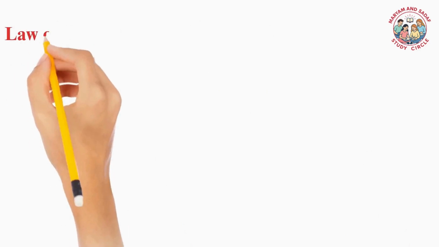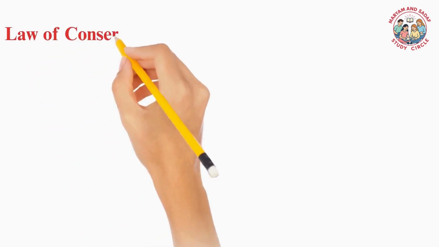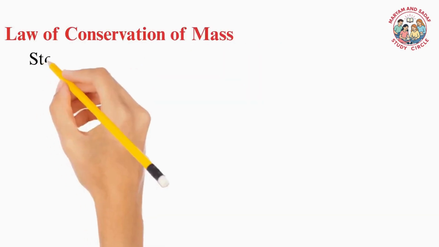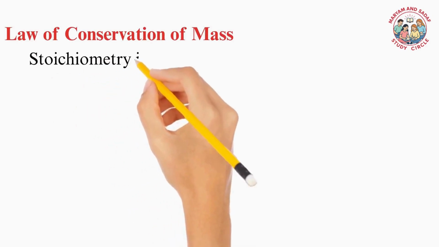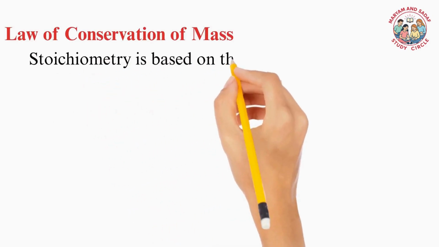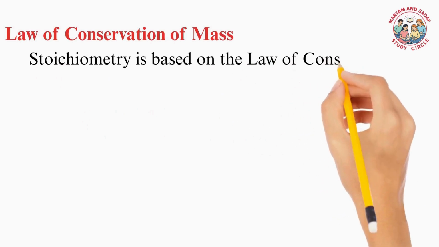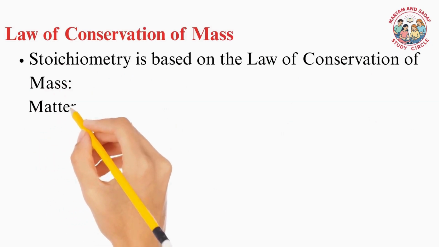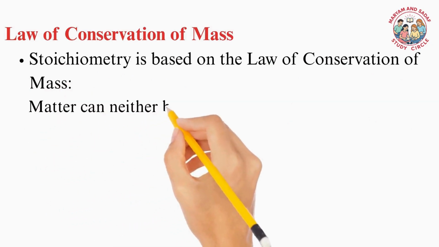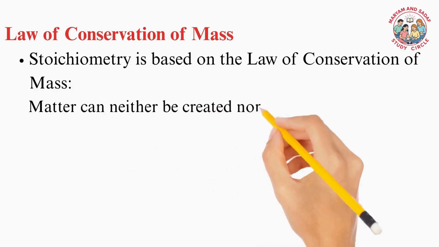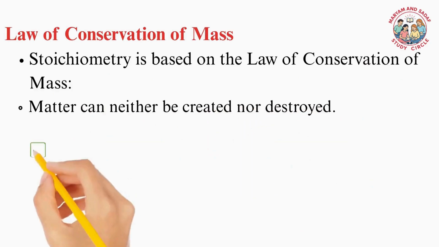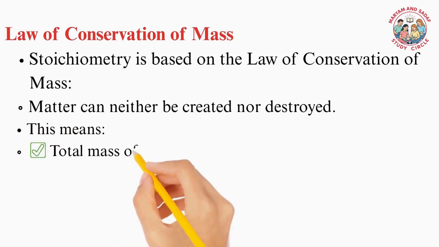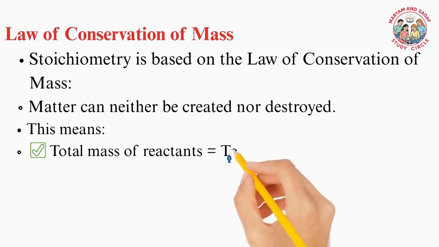Law of conservation of mass. Stoichiometry is based on the law of conservation of mass. Matter can neither be created nor destroyed. This means the total mass of reactants equals the total mass of products.